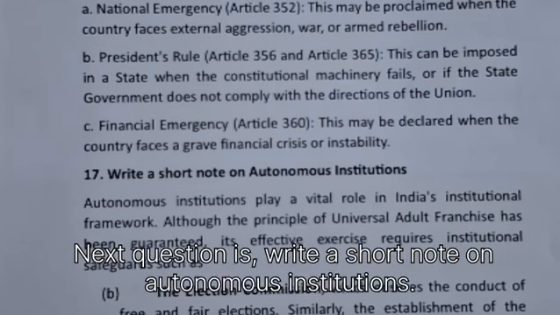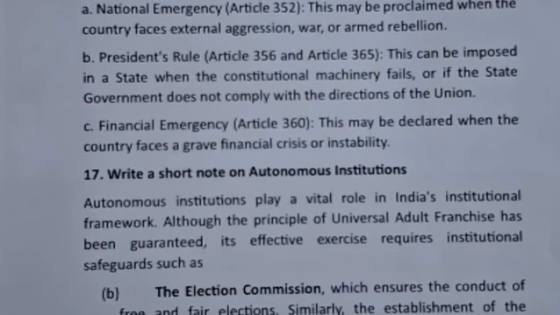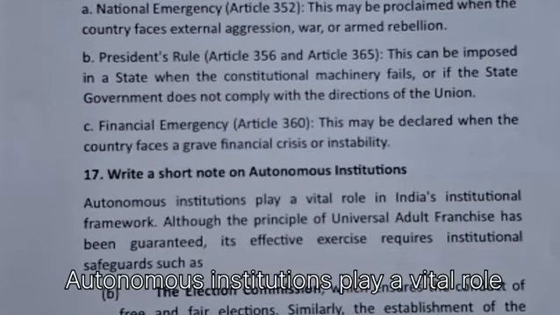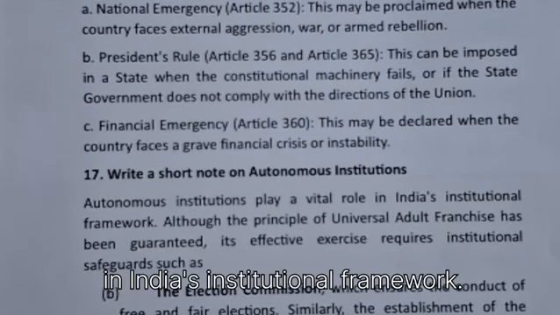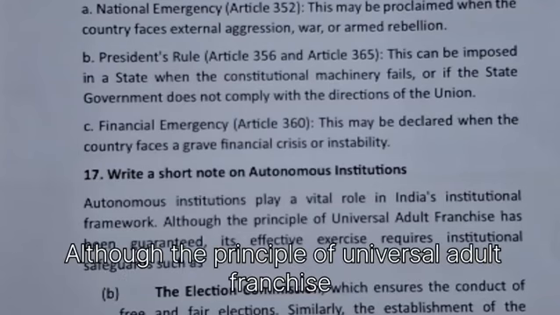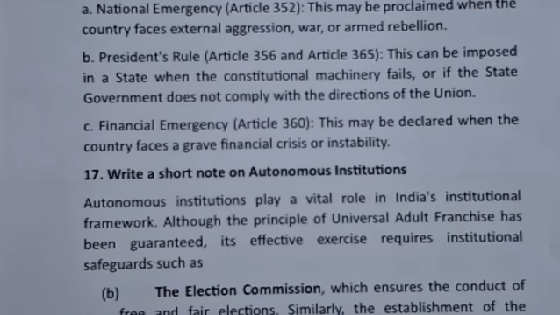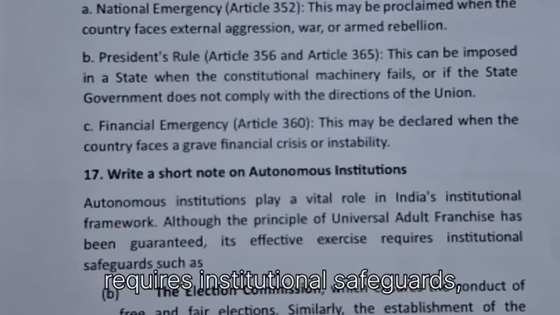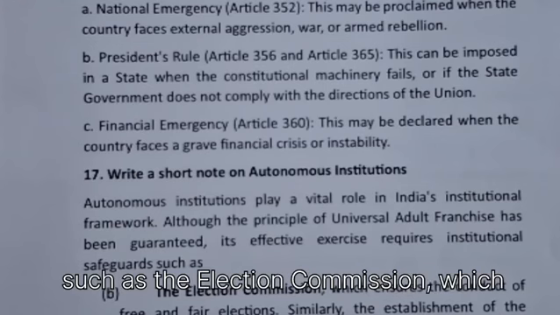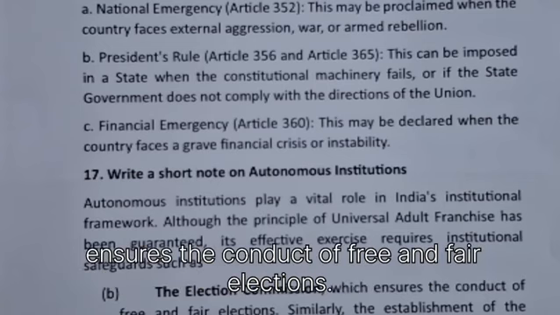Next question: Write a short note on autonomous institutions. Autonomous institutions play a vital role in India's institutional framework. Although the principle of universal adult franchise has been guaranteed, its effective exercise requires institutional safeguards such as the Election Commission, which ensures the conduct of free and fair elections.